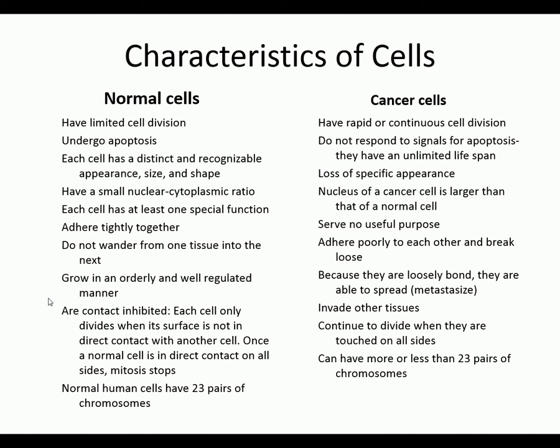Now with cancer cells, they have rapid or continuous cell division. They do not respond to signals for apoptosis. They have an unlimited lifespan. They do have a loss of specific appearance. The nucleus of a cancer cell is larger than that of a normal cell. They serve no useful purpose. They adhere poorly to each other and break loose. Because cancer cells are loosely bound, they are able to spread or metastasize. They do invade other tissues and continue to divide when they are touched on all sides, and they can have more or less than 23 pairs of chromosomes.